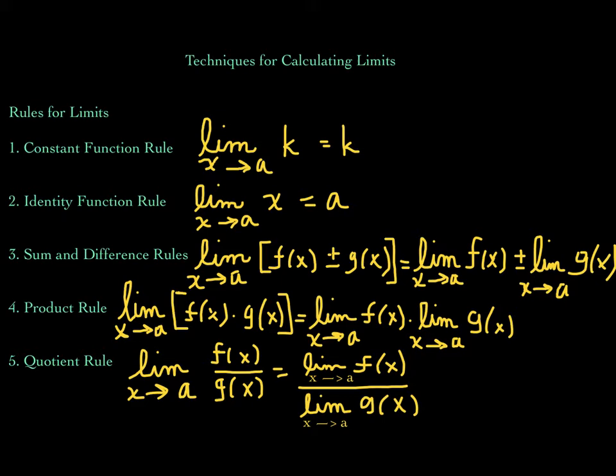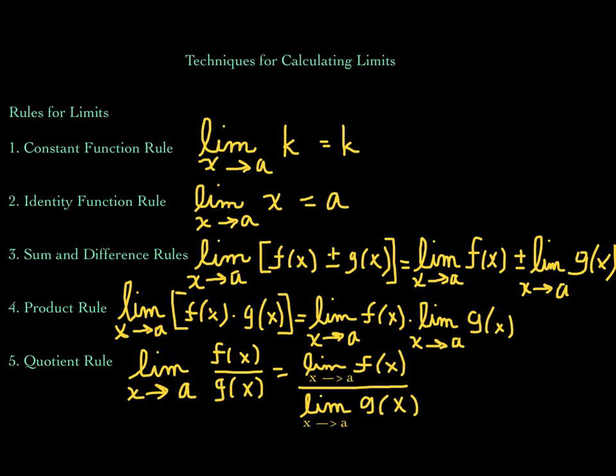The first is the constant function rule. It says the limit of constant k as x approaches a is k. Now, in the constant function rule, this is a constant function, right? So f of x is equal to k. It's a constant, so it always has the same value, k.